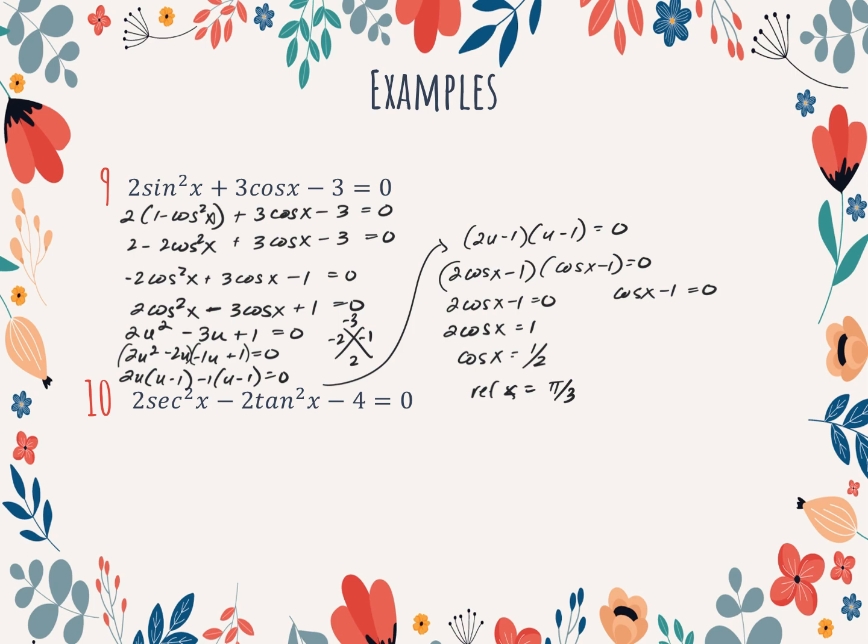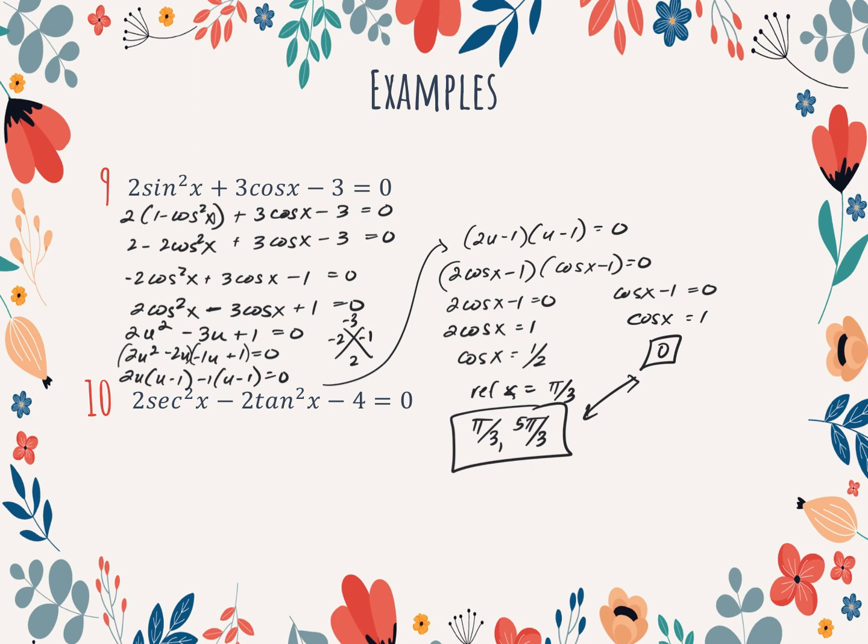And when the cosine is positive, I'm in quadrants 1 and 4. So it's pi over 3, and it's going to be 5 pi over 3, because that's 1 and 4. And then here, cosine of x equals 1, and I know that that is at 0 radians. And so those are my 3 solutions.